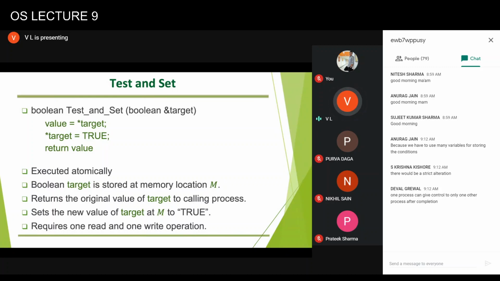But it returns the original value to the calling process. So whenever a process executes this instruction, the Boolean value stored at a memory location will be read. The value at the memory location will be set to true, and this old value will be returned back to the calling process. So this particular instruction requires one read and one write, and hardware ensures that this takes place in an atomic manner.